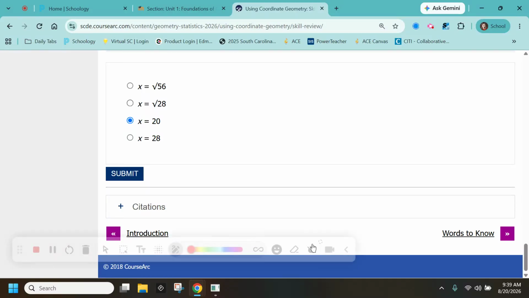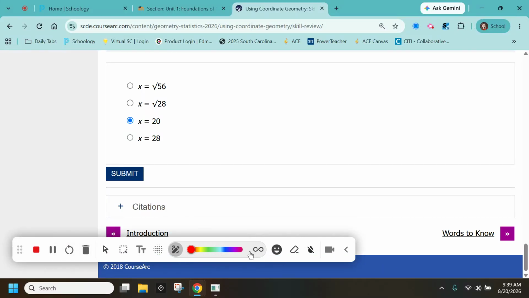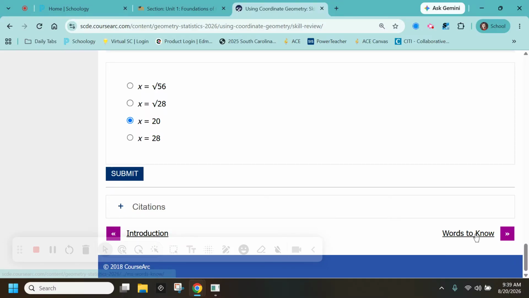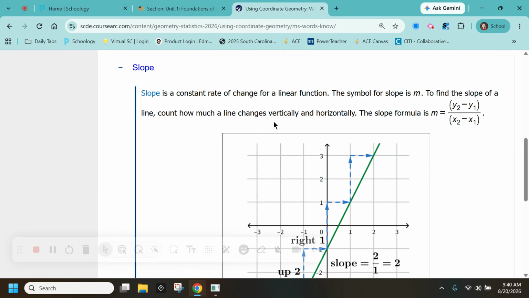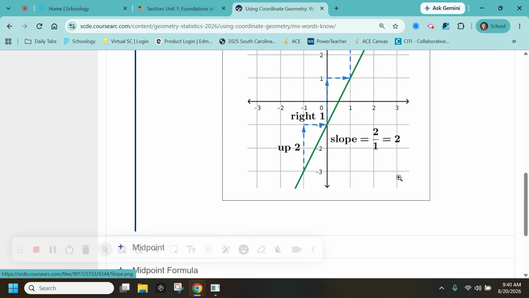Moving on to the words to know. I'm going to click off this. There we go. We have slope. So hopefully this is a review, but if not, it's rise over run. We have our slope formula here. Its symbol is the lowercase m. So this is the difference in y's over the difference in x coordinates of 2 points.